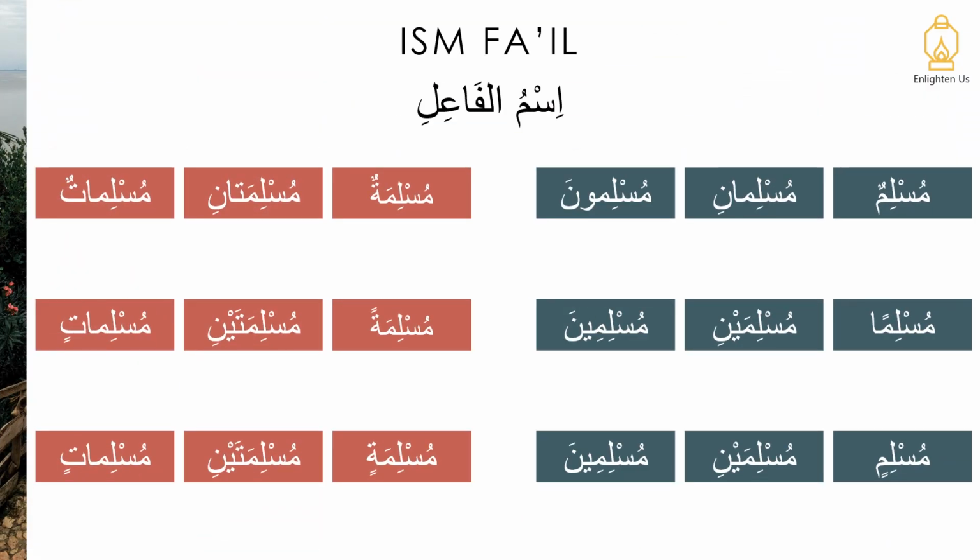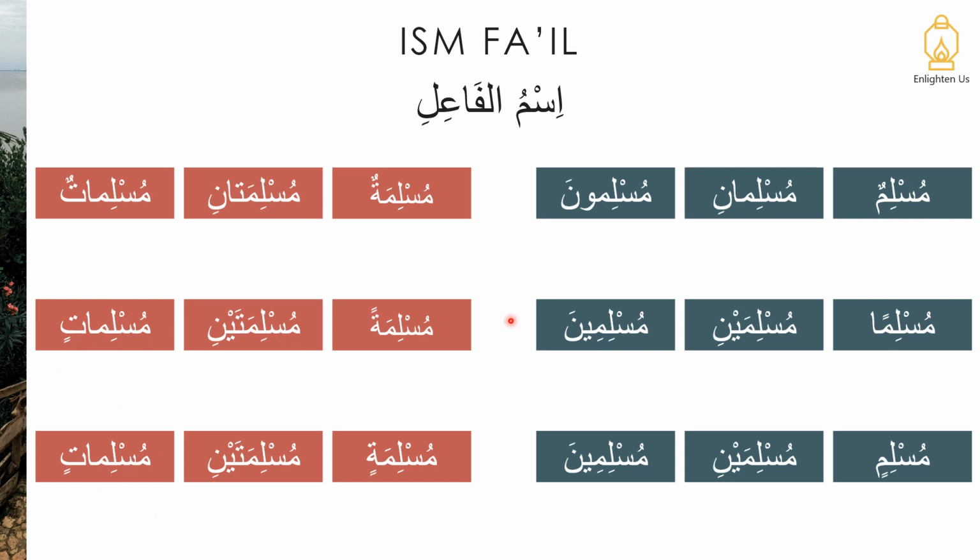Let's start off with the ism fa'il. We are expanding on the word muslimun. So we have muslimun, musliman, muslimin, muslimani, muslimaini, muslimuna, muslimina, and now the feminine, muslimatun, muslimatan, muslimatin, muslimatani, muslimataini, muslimatun, muslimatin.